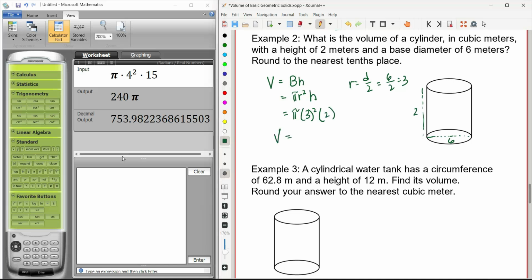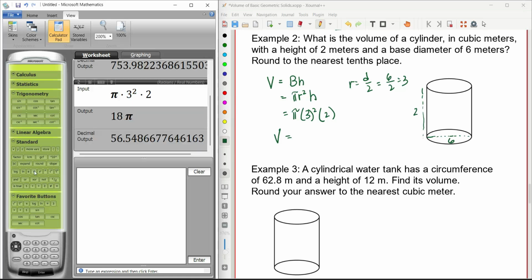All right. So that's pi times 3 squared times 2. And the answer is approximately 56.5 cubic meters. All right, let's go to the last example.